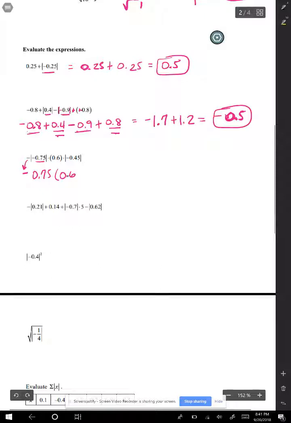So I'm going to leave the parentheses there for the times, and then times, and then the absolute value of negative 0.45 would be 0.45. So you would just do this multiplication. You can do it on your calculator. Negative 0.75 times 0.6 times 0.45 would be negative 0.2025.